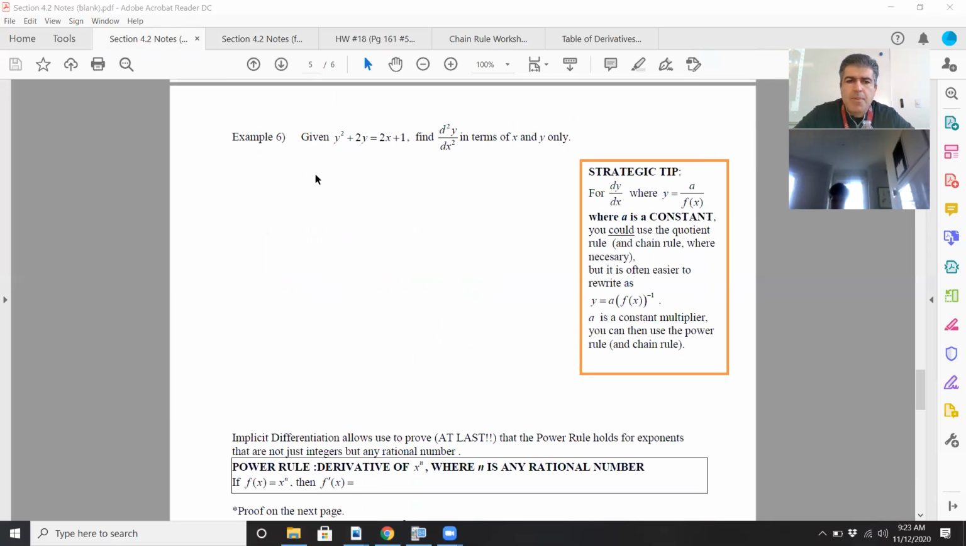Okay, so example 6. So you have this right here. So again, you're asked to find the second derivative. And one strategic tip, I'll come back to that tip a little later. I'm not sure when we'll need that, but I think maybe after the first rib we'll need a strategic tip. Let's just do this first.